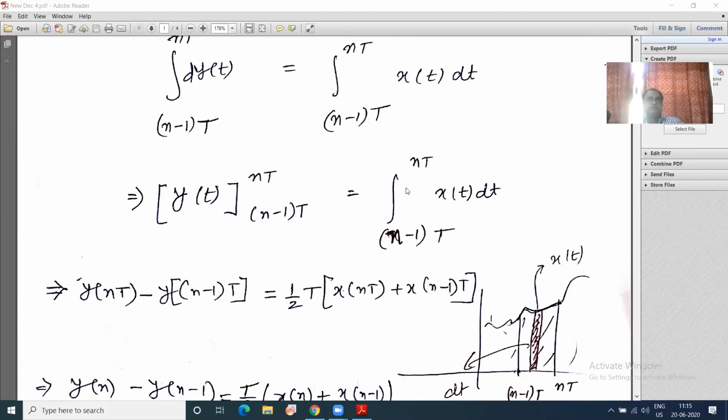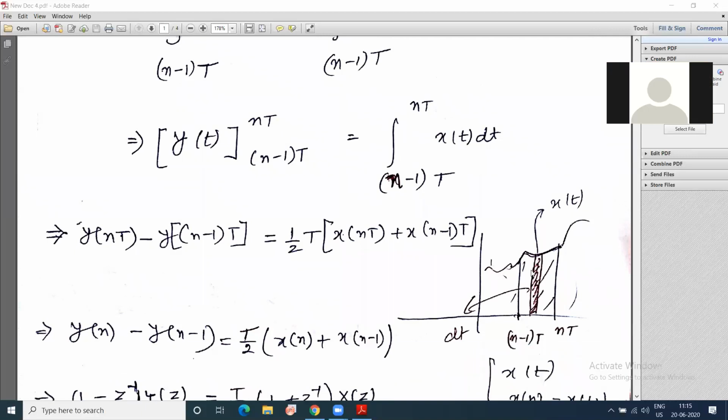Evaluation of integral means computing essentially the area under the curve over the limit. You have learned this in 10th, 11th, or 12th: integration is nothing but the computation of area. Suppose this strip has width dt, then what is the area of this strip? This area will be x(t) dt. Agreed? If this width is dt and this height is x(t), then the area is x(t) dt.